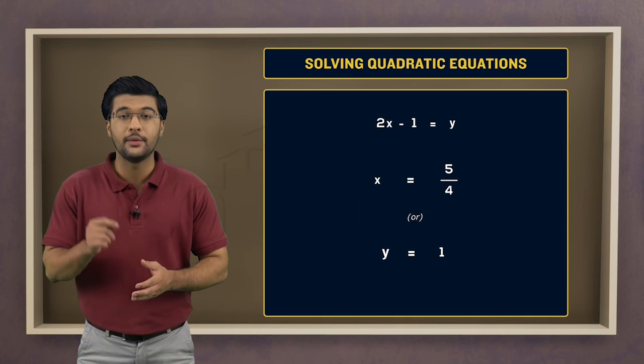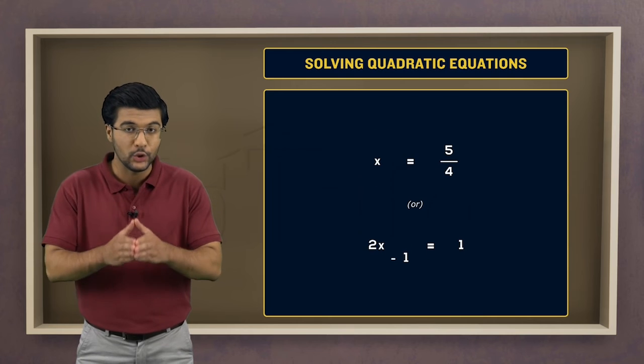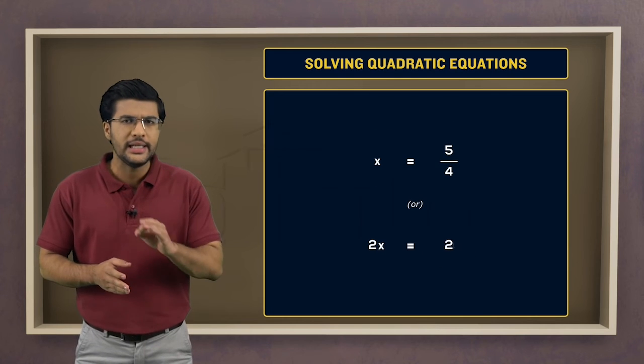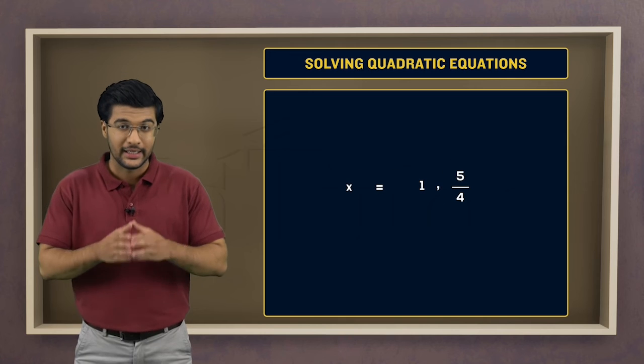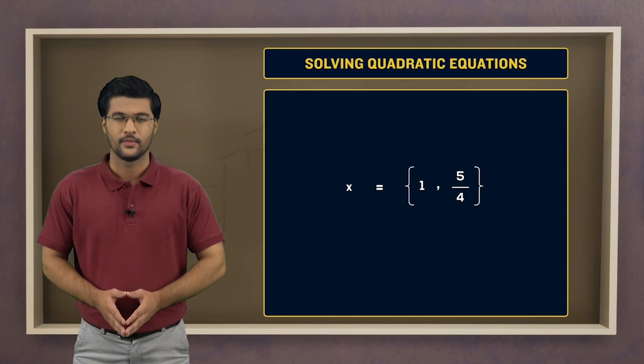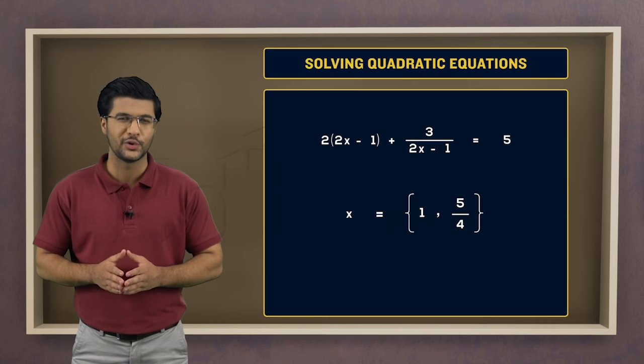Now go back and put y equal to 1, the other value that we had, and do the math. It finally gives x equal to 1. Make the solution set. Done and dusted. So next time you see an equation like this, you know what to do.